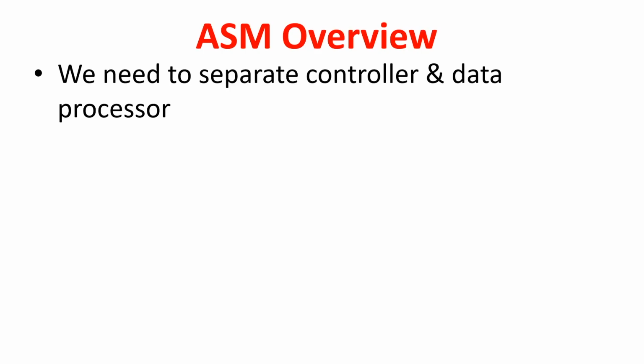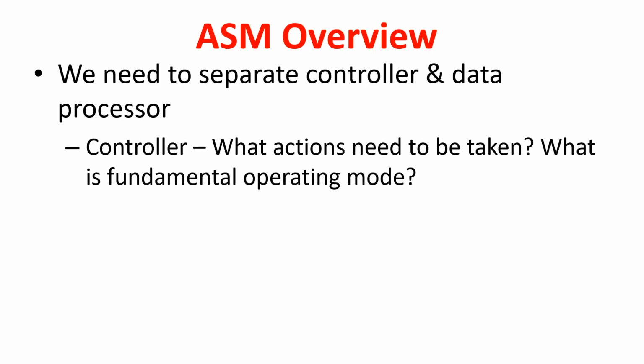In this way ASM is more powerful as compared to FSM. In ASM we generally separate the controller and the data processor, the data path. The controller decides what action is to be taken, what the fundamental operations or operating modes are, and what gets done at what cycle. The controller takes input from the external world, and also status.